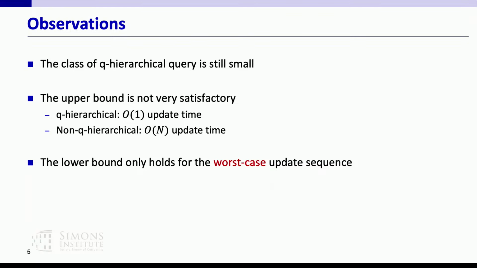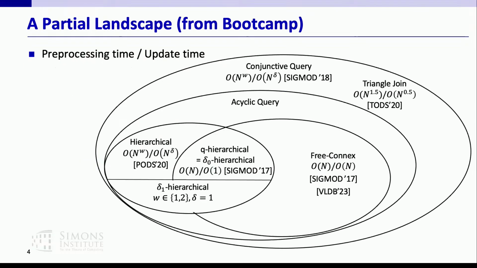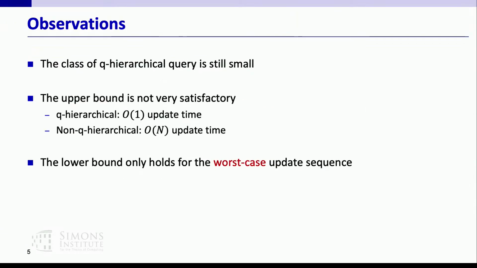There are some observations. The first one is that the class of q-hierarchical queries is still very small, sitting in the middle of the whole picture. The second observation is that the upper bound on the update time is not very satisfactory. If you look at the q-hierarchical, we can hope for constant. But for free-connex queries, this is linear, and similar for hierarchical and the triangle join, as well as the general conjunctive query. So there's still a huge gap between the q-hierarchical and the non-q-hierarchical. And I don't know whether this is the best we can do.